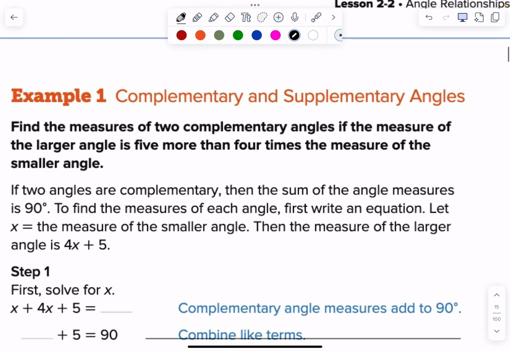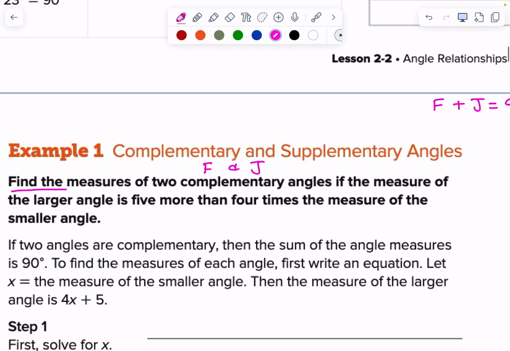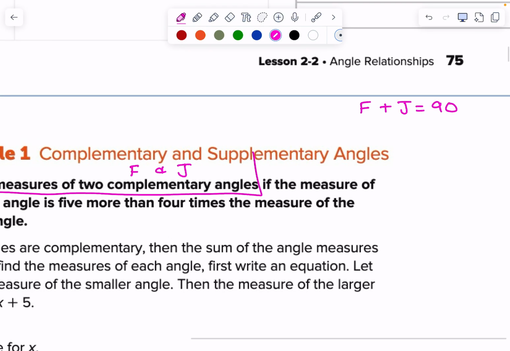We have a story problem. Example 1. Find the measures of 2 complementary angles. What should we name our angles? Fred and Jeff, F and J. Okay, those are the names of our 2 complementary angles. What do we know about Fred and Jeff? Fred plus Jeff equals 90. I haven't even read the whole first sentence. Find the measures of 2 complementary angles. Okay, Fred plus Jeff equals 90.